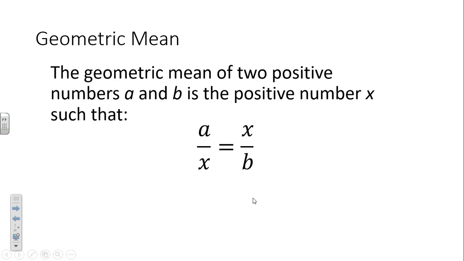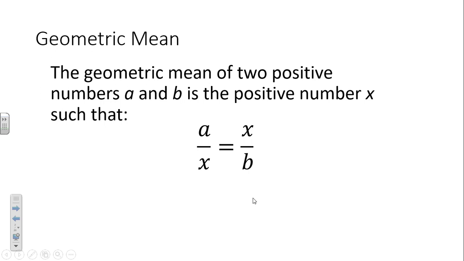So, first of all, we need to talk about something called the geometric mean. Okay? When you think of the word mean in math class, what do you think of? What do you typically do? Average. You add them up and divide by however many there are, right?